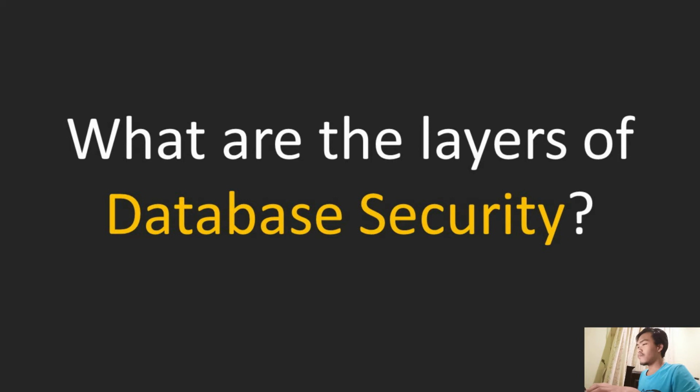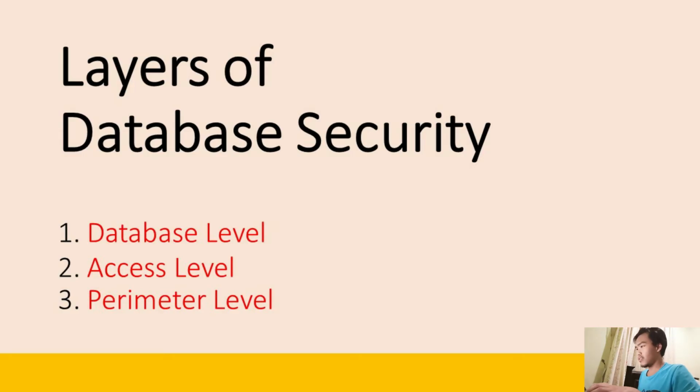What are the layers of database security? How can we deploy database security? There are three layers of database security: the database level, the access level, and the perimeter level. Security at the database level occurs within the database itself, where the data lives. Access layer security focuses on controlling who is allowed to access certain data or systems containing it. Database security at the perimeter level determines who can and cannot get into the database.